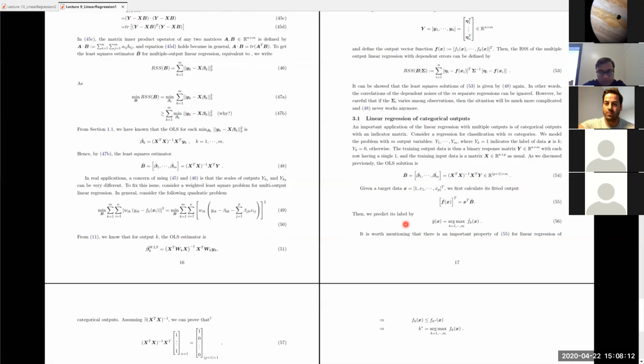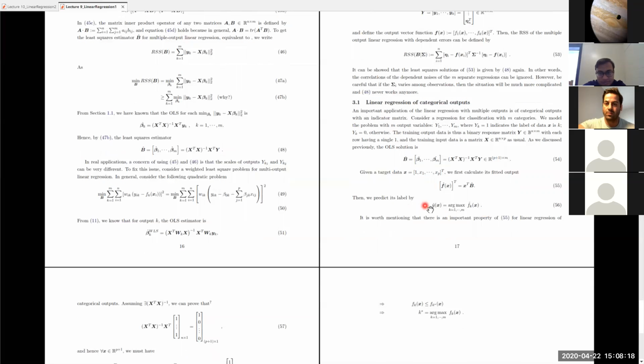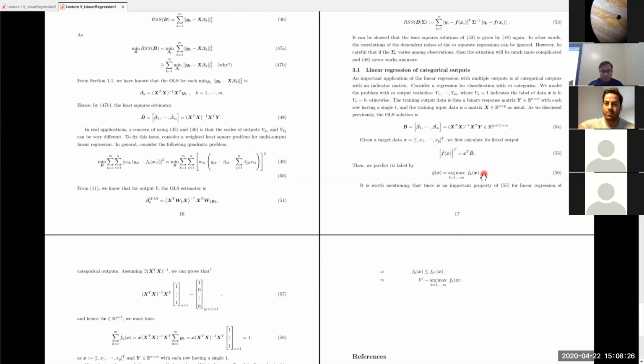Then the question is, can we prove this conclusion in general, in a more formal way? In other words, I'm using this approach, but how do you know that it is really correct?